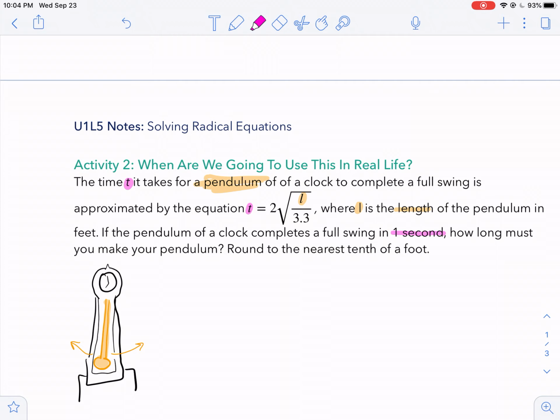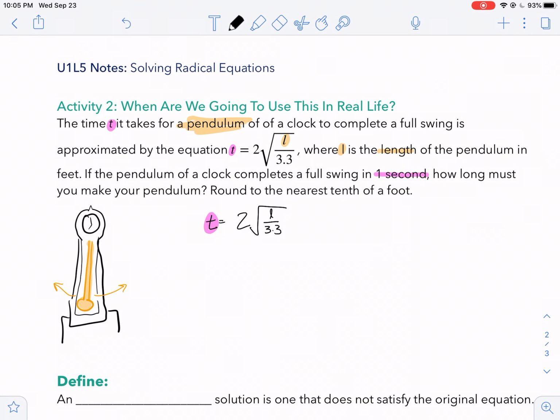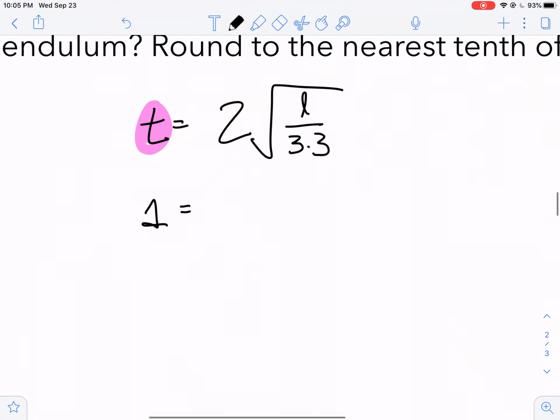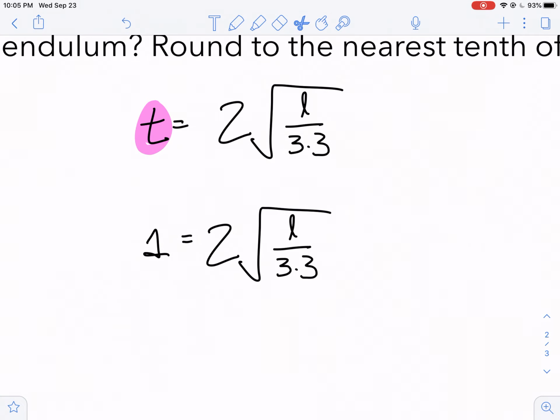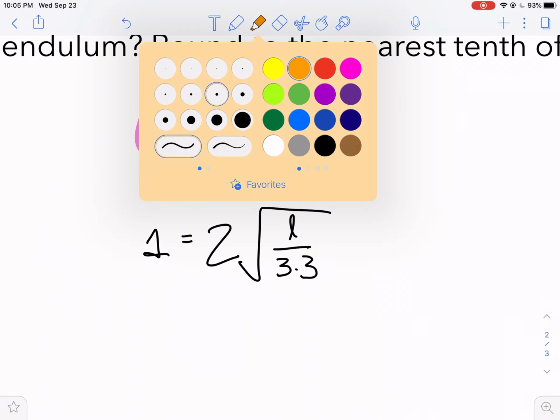Well, let's find out. So we'll start by rewriting our equation. We have T equals 2 times the square root of L over 3.3. Nice. And we know that T stands for time, and our time is 1 second, so we can just substitute 1. Yay. Isn't that great? Okay. So we say 1 equals this again. Yay! Except now we're trying to find out what L is. We want to know, hey, what is the length of our pendulum?